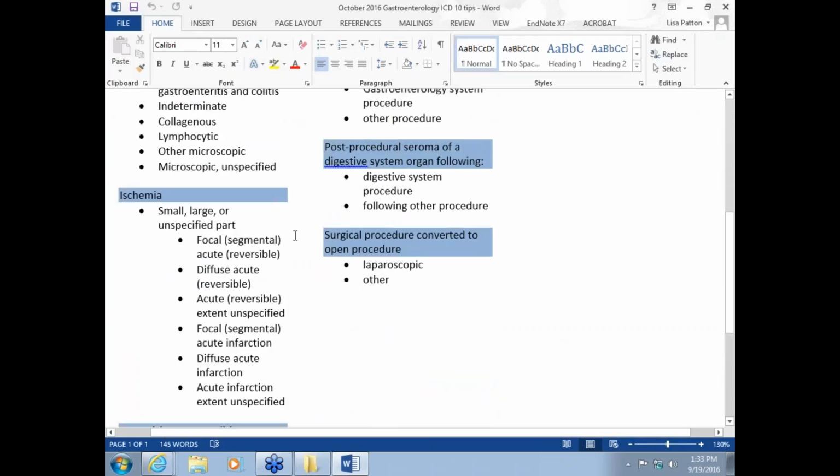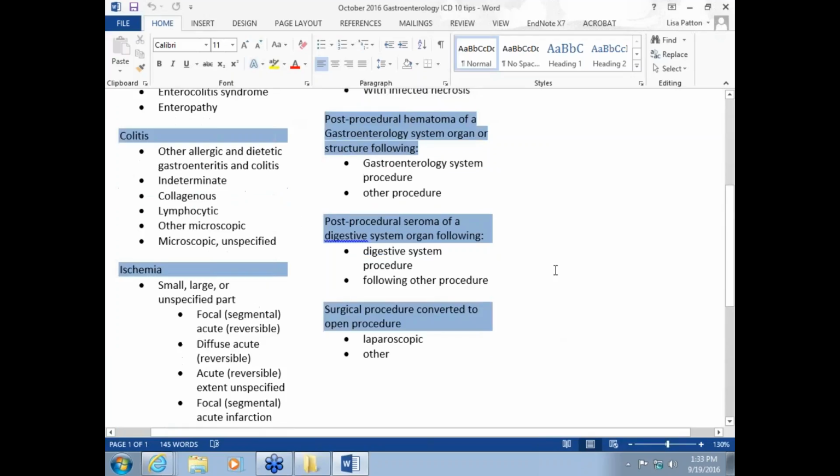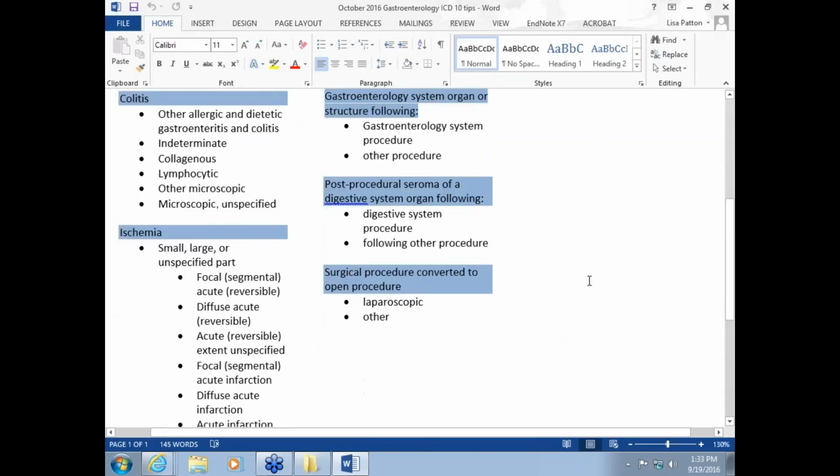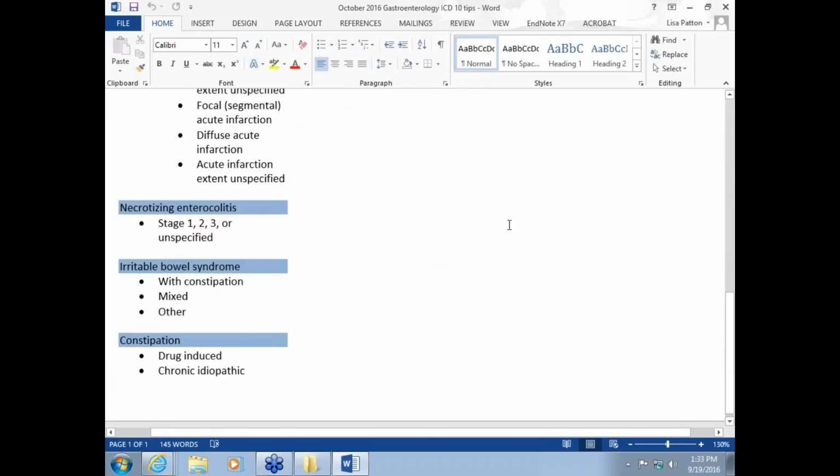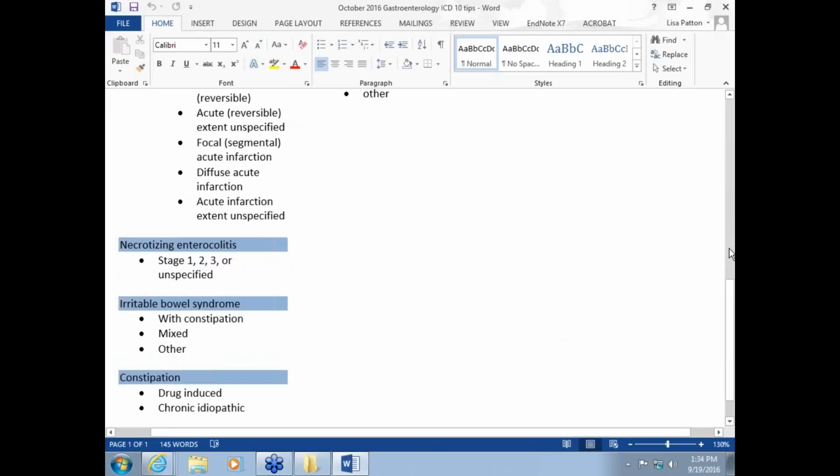Actually, ischemia of the intestine, so you'd actually say, was it small, large, or was it not specified where the ischemia took place? And then be a little more specific: focal, diffuse, acute, each of those broken down to help us on those. Then a few more in this column here. The necrotizing enterocolitis, we now can specify is it stage 1, 2, 3, or unspecified. Irritable bowel syndrome, be a little more specific. Is it with constipation? Is it mixed or other? And then constipation, was it drug-induced or is it chronic idiopathic constipation?